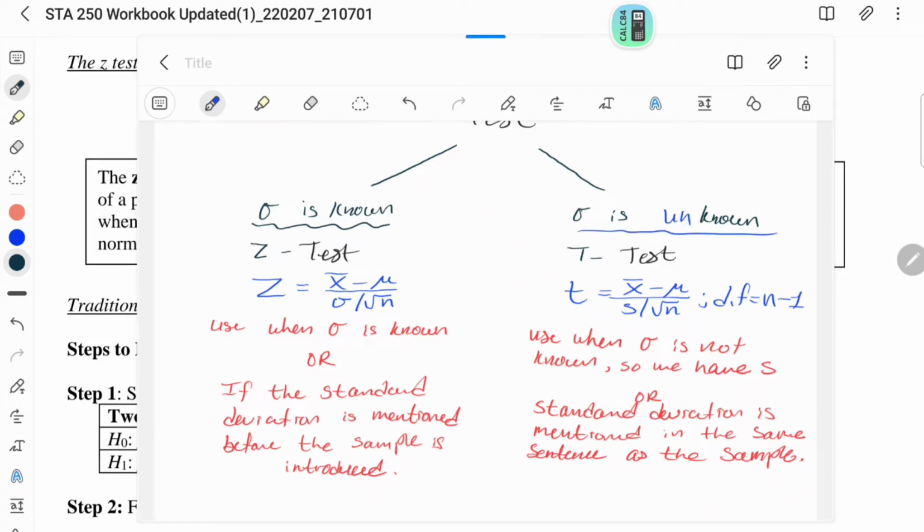And when we do not know the population standard deviation, we will have to use S, and S is the sample standard deviation. Or you will be using the t-test when the standard deviation is mentioned in the same sentence as the sample.